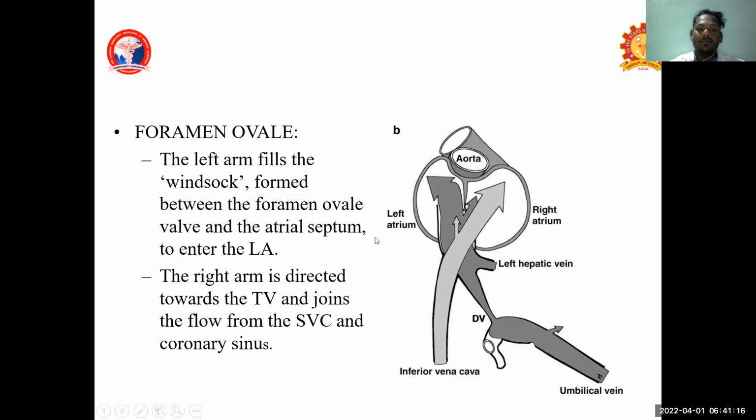The left arm fills the wind sac found between the foramen ovale valve and the left atrium. The right arm is directed towards the tail and joins the tricuspid valve, and joins the flow from the SVC and coronary sinus.